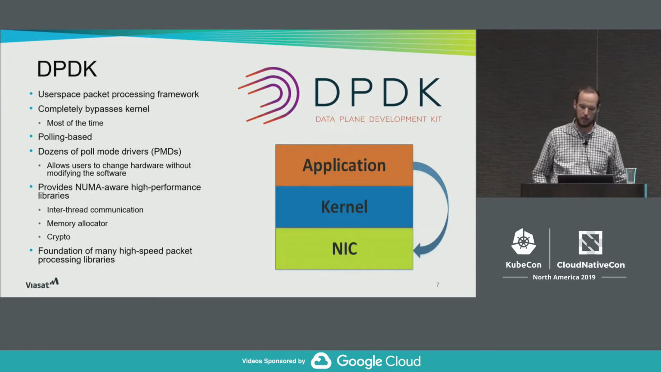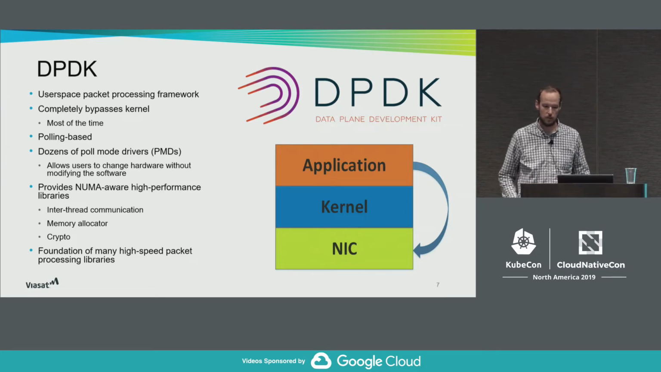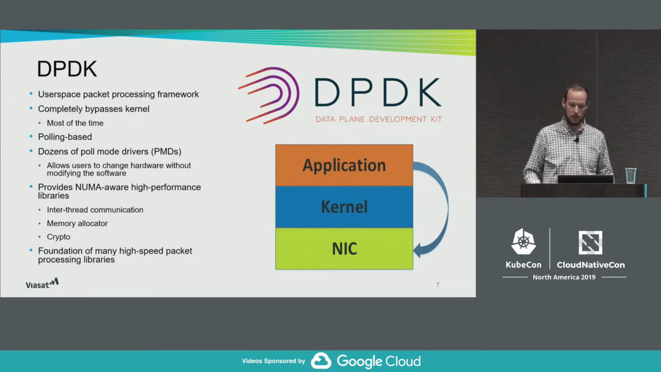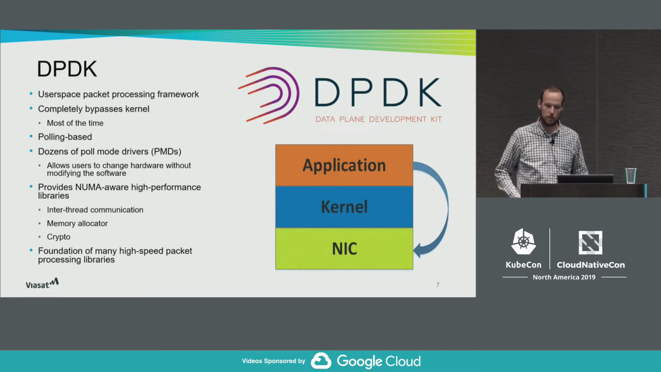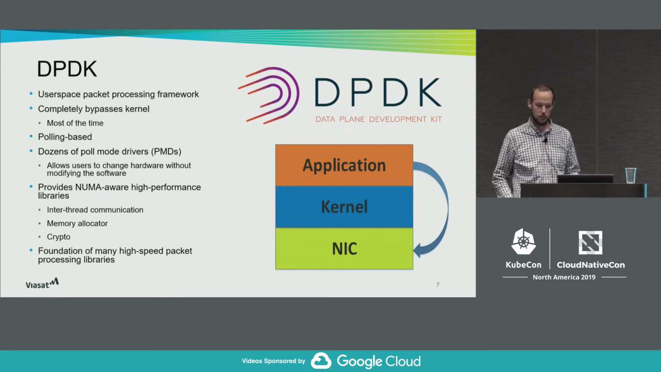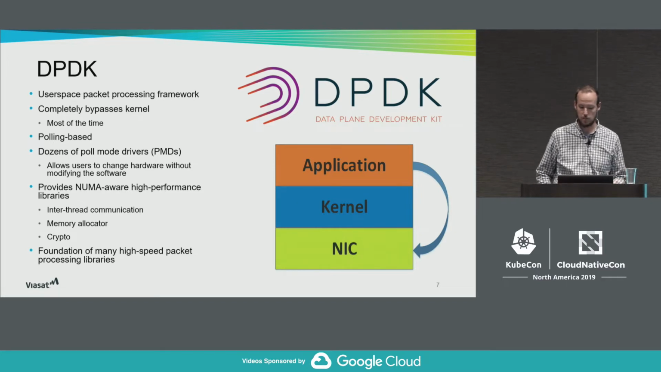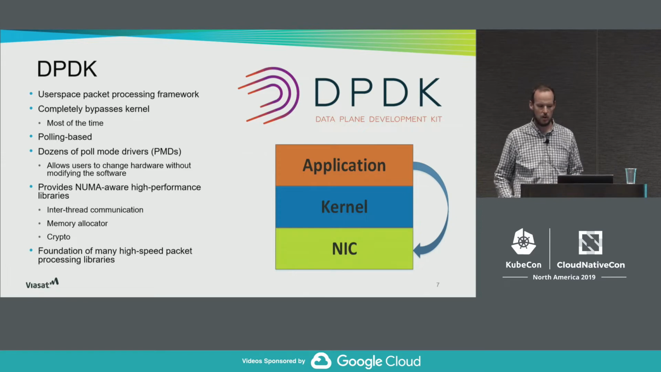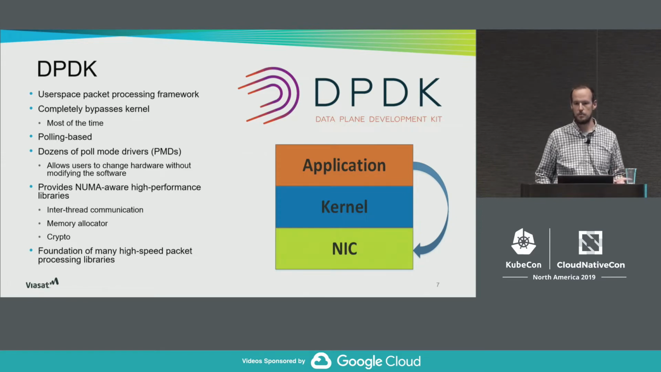And then last, DPDK is not just for packet processing. It has a really high-performance NUMA-aware framework for things like inter-thread communication, so ring buffers, memory pools. The memory allocation algorithm is extremely efficient, and there's crypto and compression as well that they can perform in hardware. And even if you haven't heard of DPDK, it's usually the foundation of many of the high-speed packet processing libraries out there. So if you use T-Rex by Cisco, there's another one by Juniper, they all use DPDK under the hood.